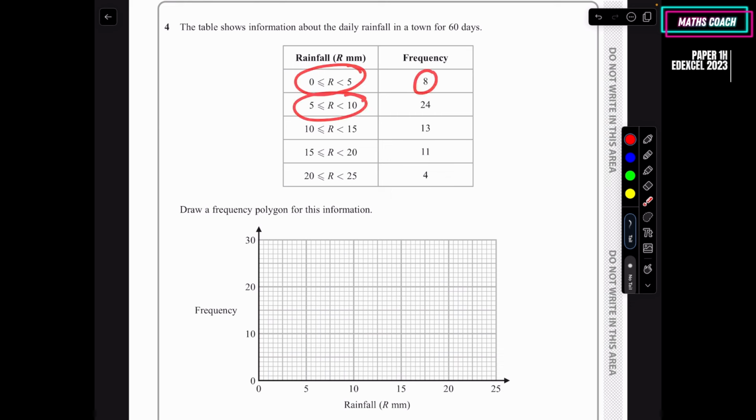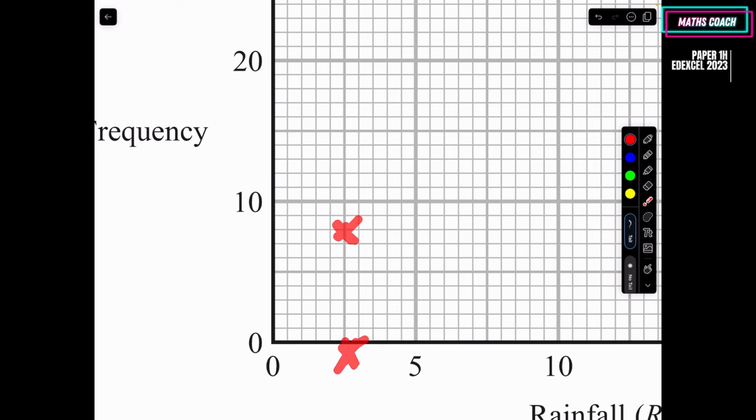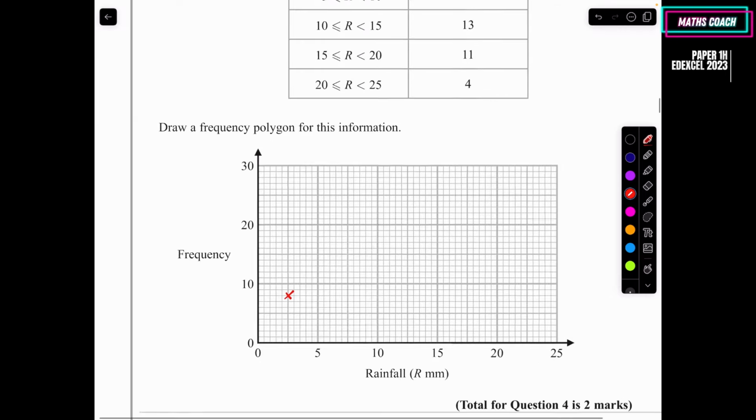So 8, we're going to plot halfway between 0 and 5. Let's go find where that halfway point between 0 and 5 is, right here. So we're going to go up here and find where 8 is. 8 is here. Now I've worked out, if you look at these, it's telling us that from here to here is 10. So that means each of these is worth 1. So that's where 8 is, right here. Let's go mark it. So there's that. That's that first one done.